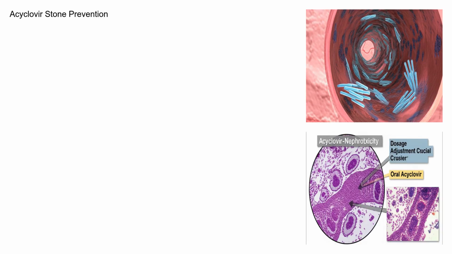Prevention is the best medicine when it comes to acyclovir stones. Maintaining adequate hydration is paramount, especially when receiving intravenous acyclovir. Monitoring kidney function closely during acyclovir therapy, particularly in high-risk patients, is essential. Adjusting the acyclovir dosage based on kidney function is also crucial. If possible, consider using oral acyclovir instead of intravenous when appropriate, as the lower doses typically result in lower urinary concentrations. The prognosis for acyclovir-induced nephropathy is generally good if diagnosed and treated promptly.